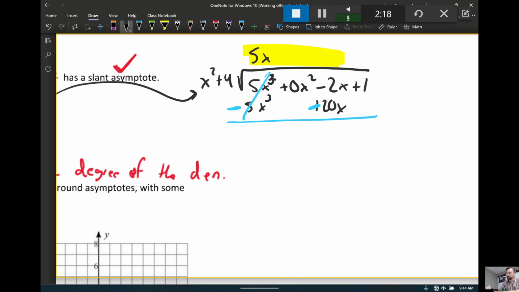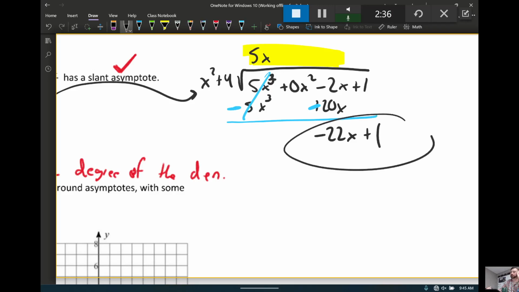So 2x minus 20x would be minus 22x. 1 plus nothing is plus 1. Okay, and then start the algorithm over again. But there's nothing times x squared that gives me negative 2x without putting an x in the denominator. So all of this guy is the remainder, which most of the time is important in mathematics, but it's not important for this question.